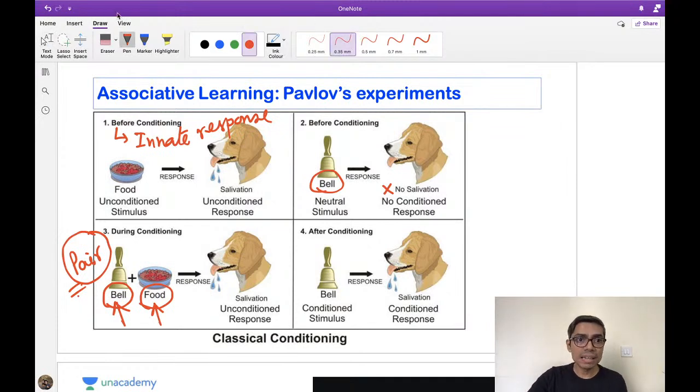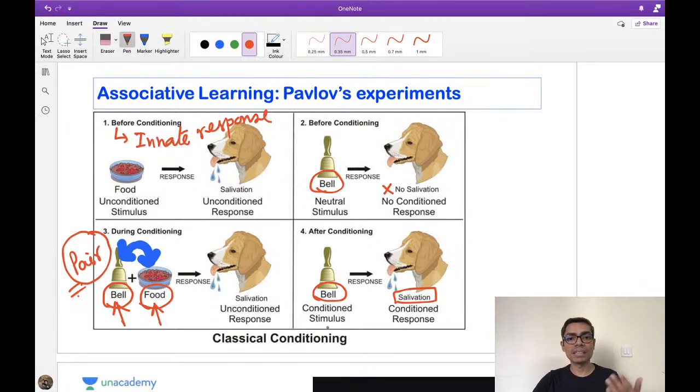The animal is learning an association between these two stimuli, that whenever the bell is there, I am getting my food. Association. And after this association is complete, after this pairing is complete, the condition has developed. What condition has developed? Now the animal learned that whenever the bell is ringing, I am going to get my food, and in anticipation he has started salivation. So even though the food is not there, only the bell is there, the dog has started salivation.